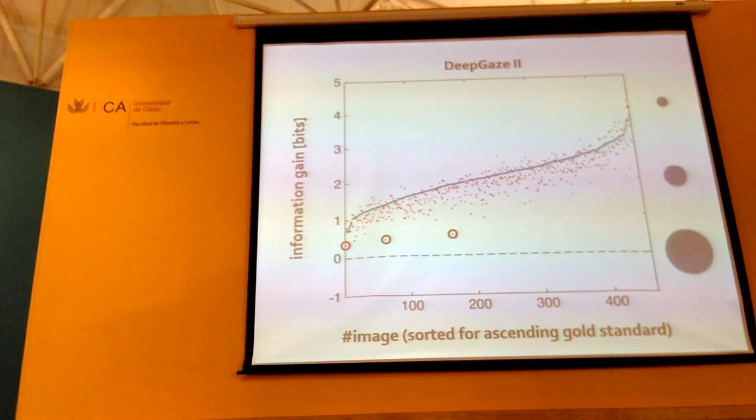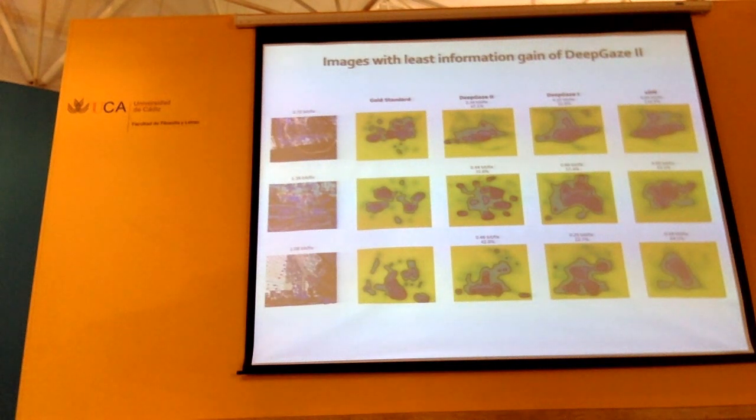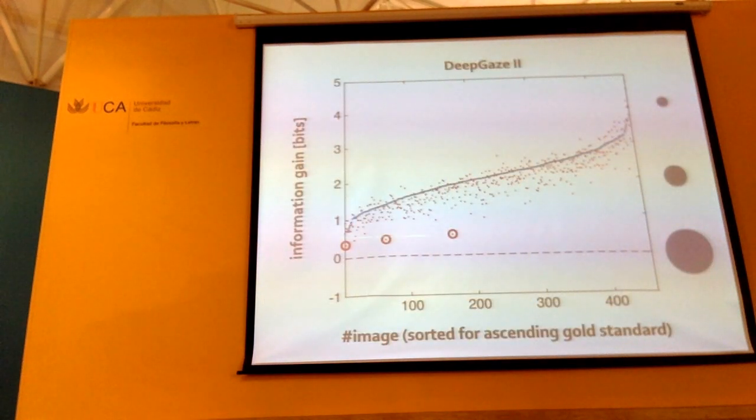And then here these are the 3 images on which deep case 2 performed the worst compared to the gold standard. These images are pretty crazy, so the amount of information that you can predict is relatively low, about 1 bit. But the model at least still has a positive information gain here. So for no image does deep case 2 have a negative information gain.